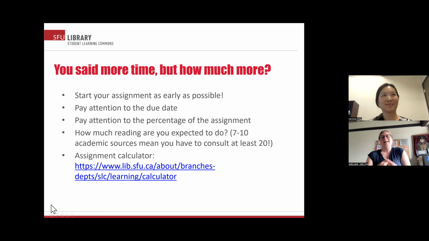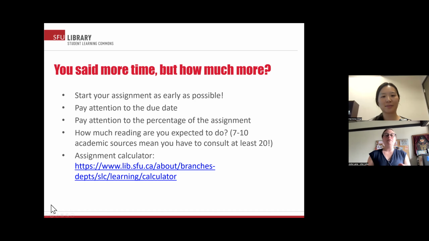Well, it's going to depend a little bit on the assignment and on you, right? Some people do read and write faster than others. But even if you think you're a really fast reader and writer, I want to encourage you to recognize that the more time you build in for yourself, the less overwhelming and stressful your work is going to be. So if you can break it down into steps, on the slide here, we have a hyperlink, which obviously you can't click on, to the assignment calculator. If you just search SFU Library Assignment Calculator, you're going to find that resource.